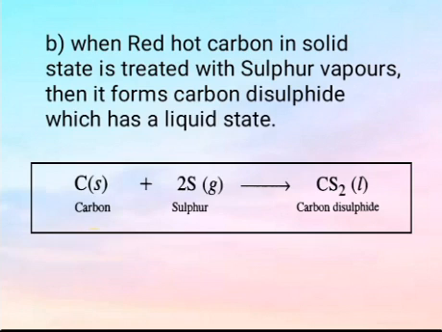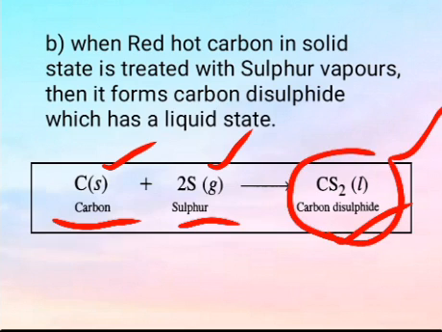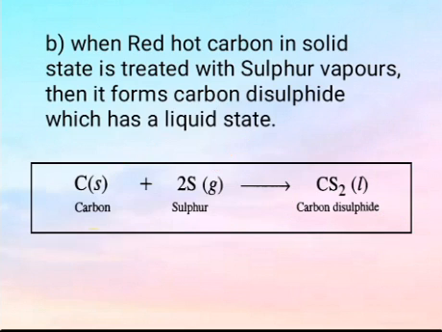Now, second example. When red hot carbon in solid state is treated with sulfur vapors, then it forms carbon disulfide which has a liquid state. This is carbon which is again in solid state, and sulfur, this is in gas form. When these react, they will form carbon disulfide which is a liquid. So we can say that change of state has taken place.